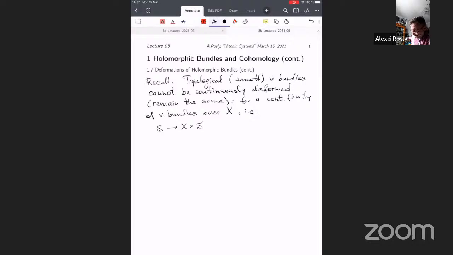Then if we take two points in the parameter space, and consider the restriction of this bundle to the slices, to two copies of X corresponding to two different points t1, t2, so E restricted to X cross t1, and E restricted to X cross t2, then these two bundles are always isomorphic. This means that we cannot deform.